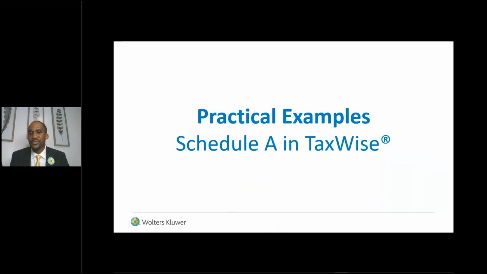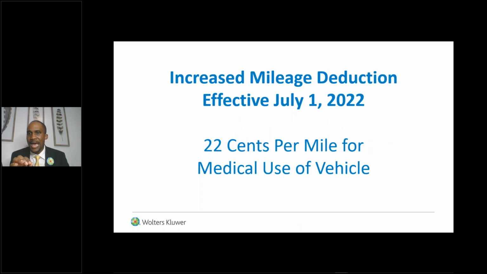So practice examples in Schedule A we're talking about, but look what happened on July 1st, 2022. The medical mileage deduction has now increased to 22 cents per mile, right? So now let's think about this for a second. This is going to cover your prescriptions, driving to the doctor's office, going to a specialist. These are the types of things that clients are doing, and you want to think about this with your elderly clients, your clients that have some kind of disease or something like that. They've got to spend this money for medical expenses, right?